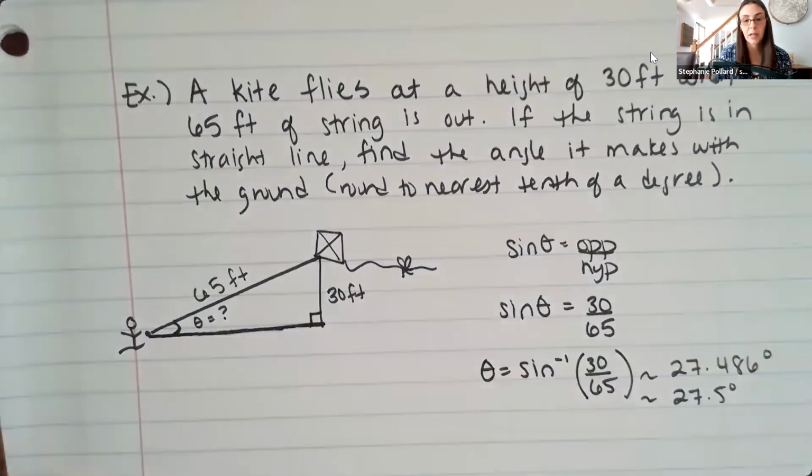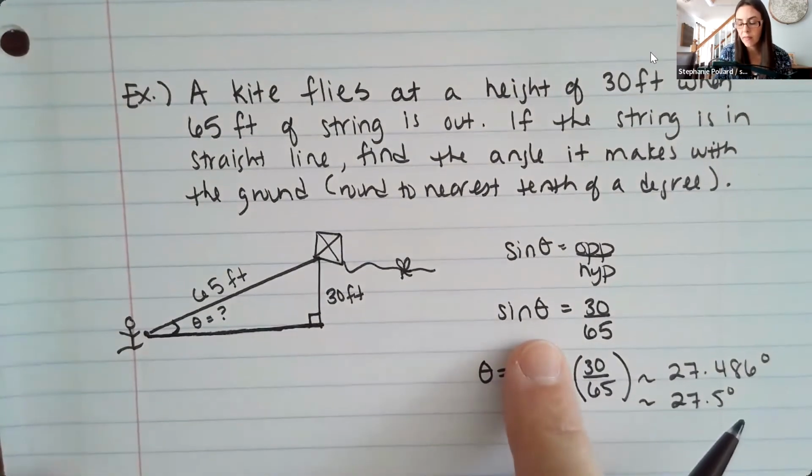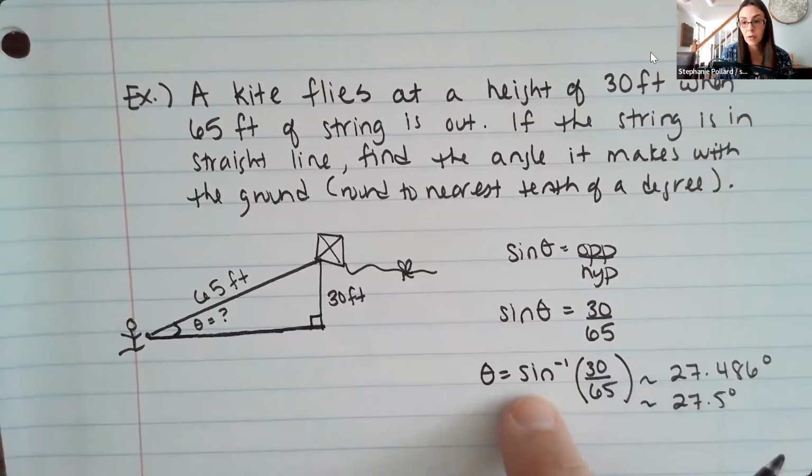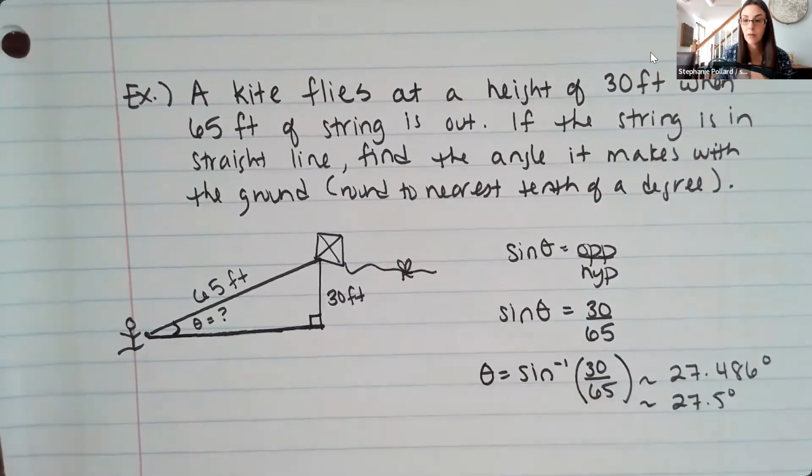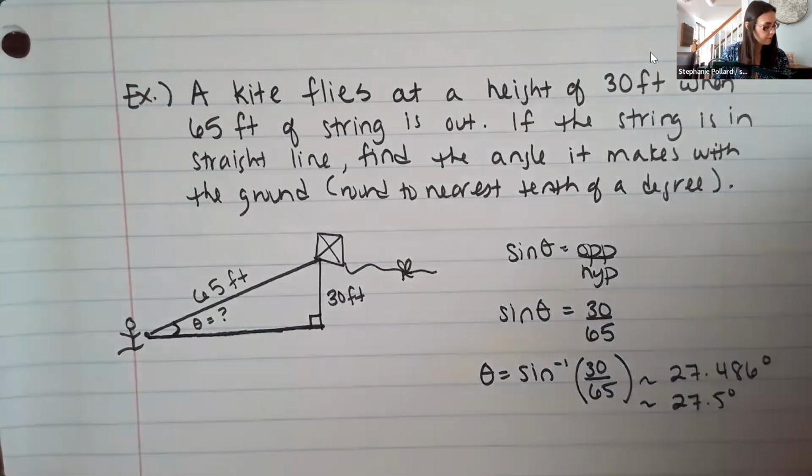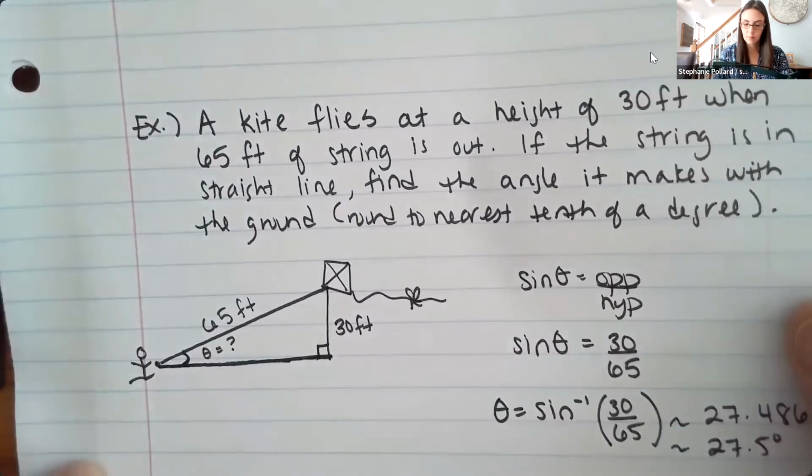So just a nice little reminder here: if you don't have the angle, but you have the other two sides, you're going to use your inverse function on your calculator to solve for that angle. Okay, and I'm going to do one more example here before we move on to a different style. So again, using more right triangles in this case.